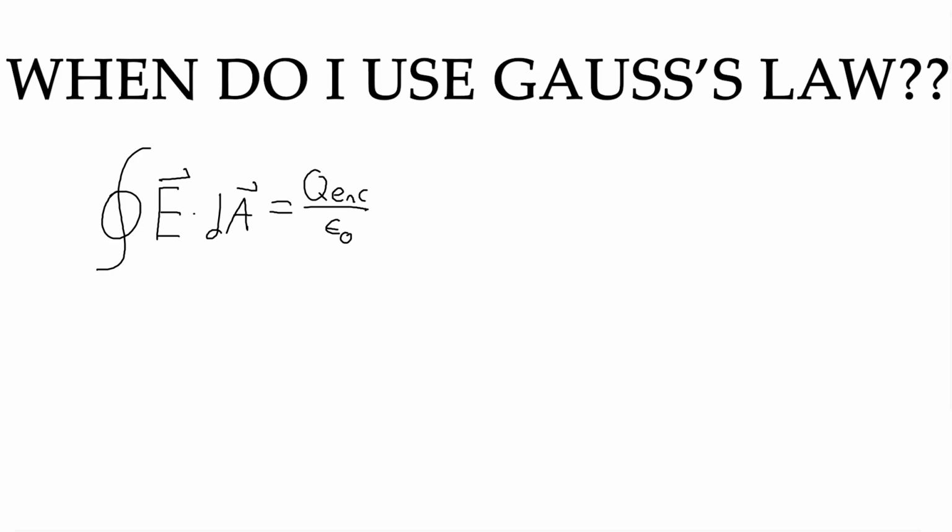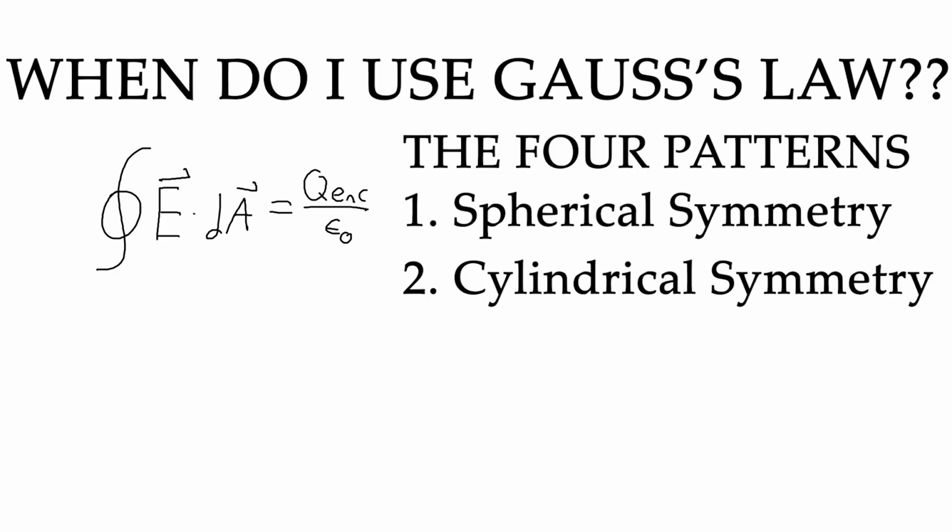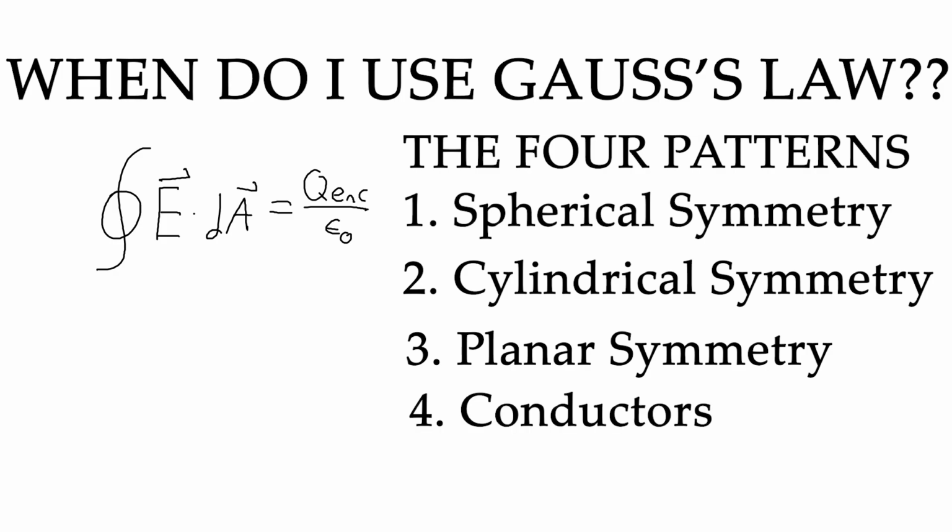Gauss's law is one of the most powerful equations in electromagnetism, but knowing the equation isn't actually the hard part. The hard part is being able to recognize when you should actually use Gauss's law. Hopefully by the end of this video, you'll be able to recognize the four main patterns of Gauss's law. The four patterns are spherical symmetry, cylindrical symmetry, planar symmetry, and conductors.